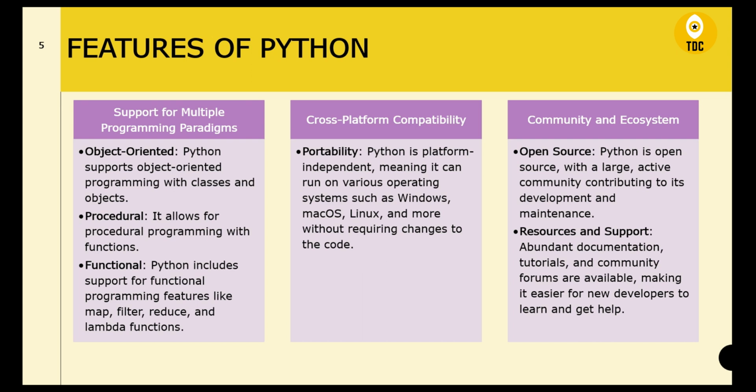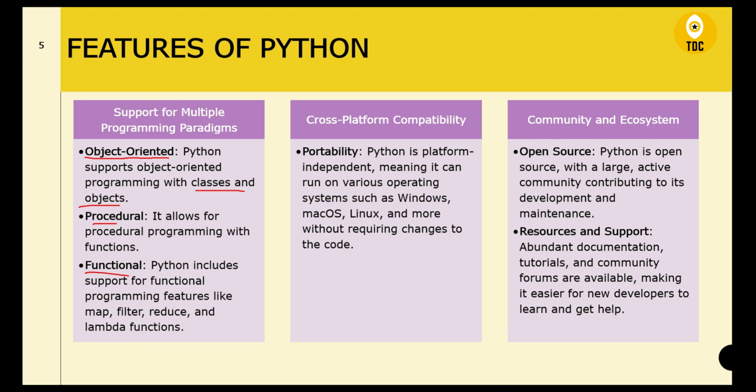Python also supports multiple programming paradigms. If you consider how important object-oriented can be, Python supports object-oriented programming because it has the concept of classes and objects. It's also a procedure-oriented language, so it allows procedural programming with functions. Python also includes functional features like map, filter, reduce, and lambda functions. We will definitely see all these in upcoming videos, but these are the programming constructs Python supports.